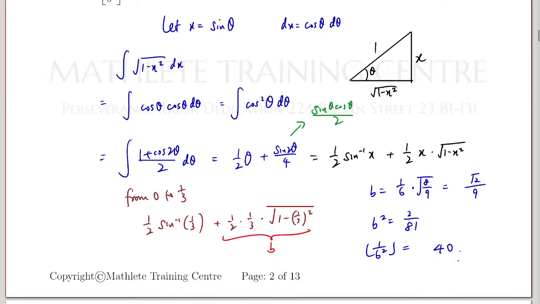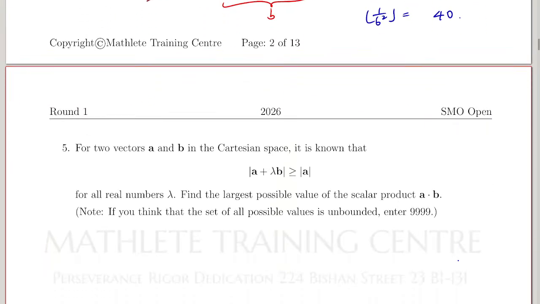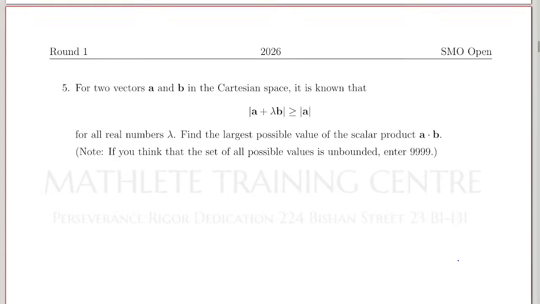Okay. Continuing on, question number 5. Random vector question. For any two vectors A and B in a Cartesian plane, it's known that the modulus, which is the magnitude, the length, of A plus lambda of B is always at least the length of A for all real numbers lambda. Find the largest possible value of the scalar product A dot B.